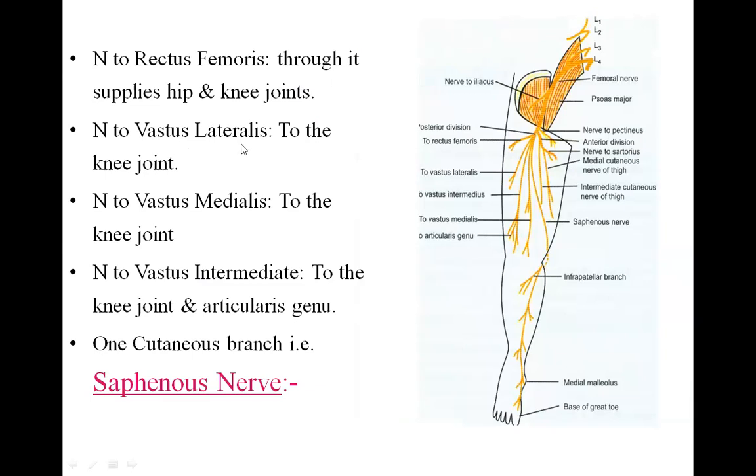Nerve to vastus lateralis supplies the knee joint. Nerve to vastus medialis also supplies the knee joint. Nerve to vastus intermedius supplies the knee joint and the articularis genu. 1 cutaneous branch is given, that is the saphenous nerve. Here is the 1 cutaneous branch given by the posterior division of the femoral nerve, the saphenous nerve.